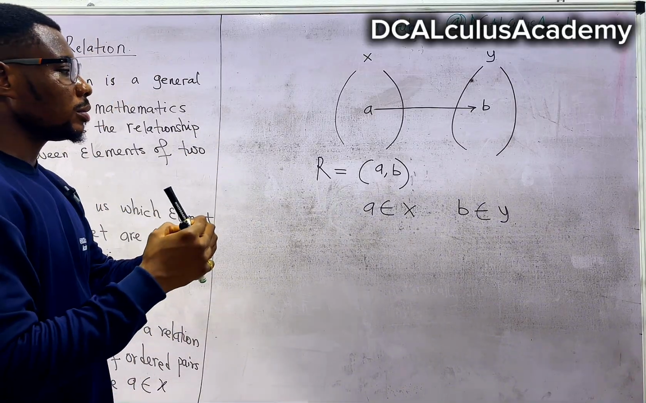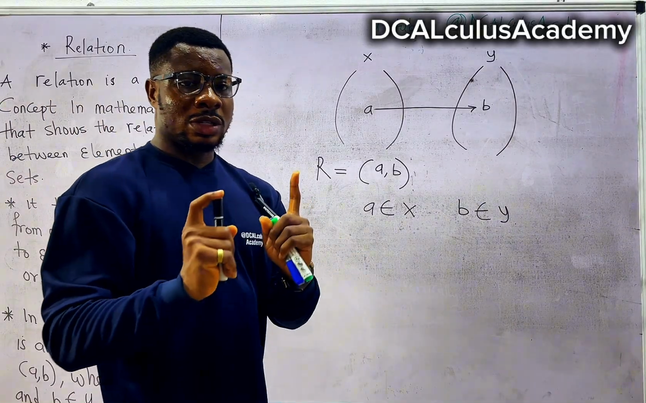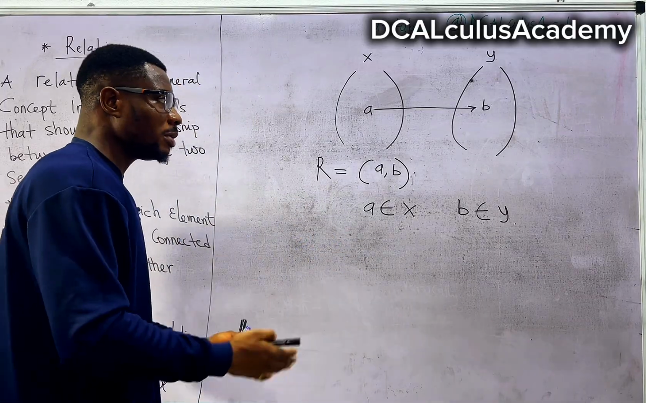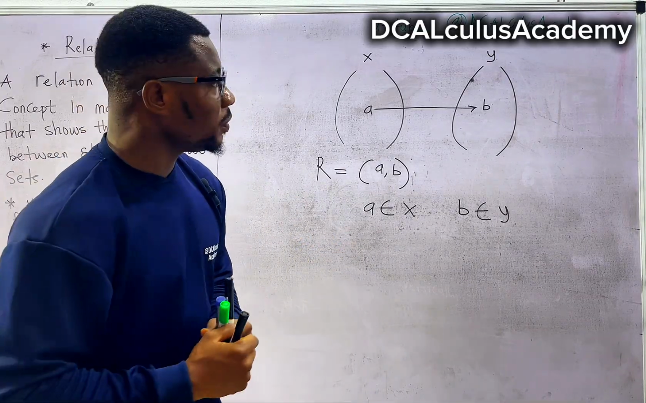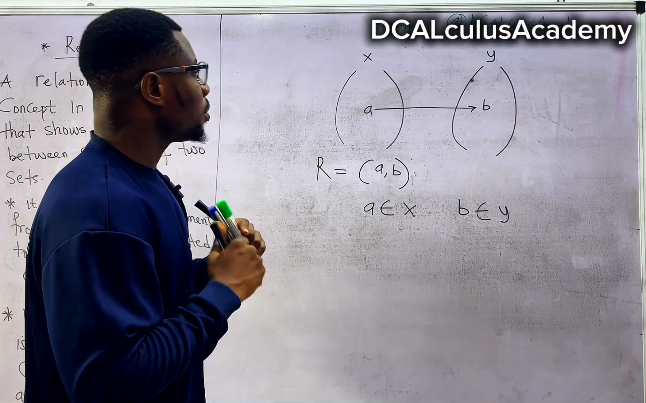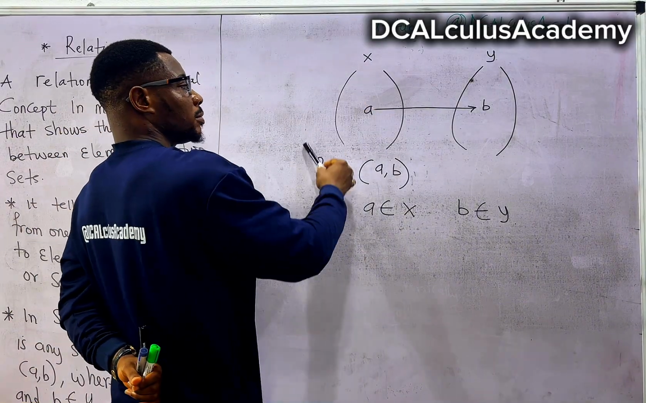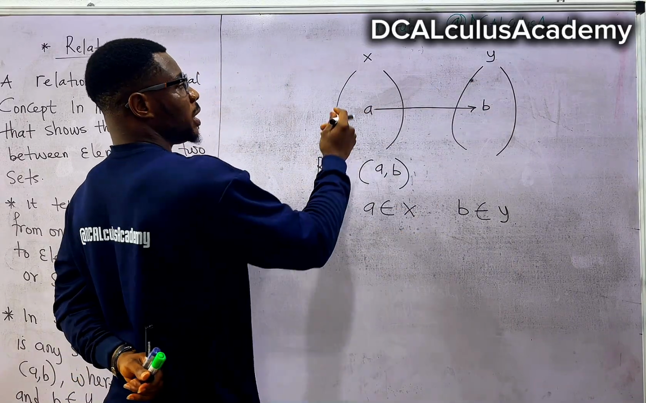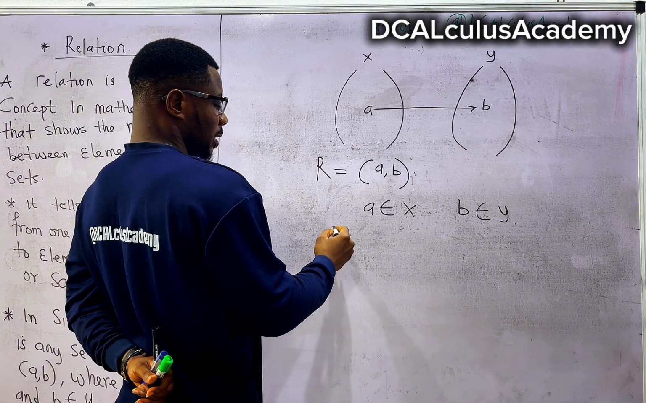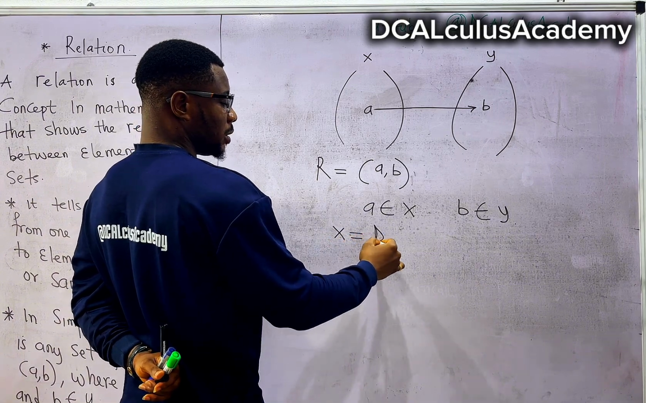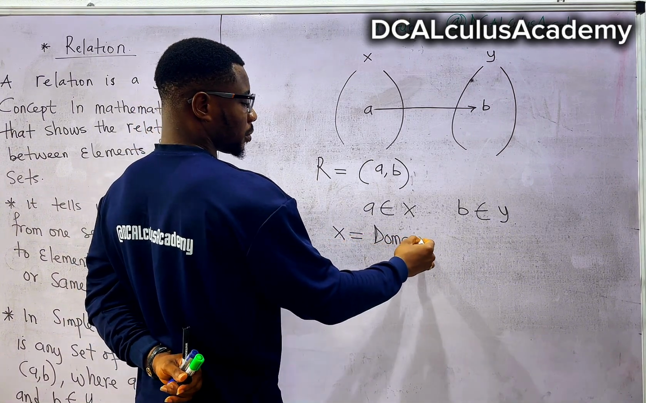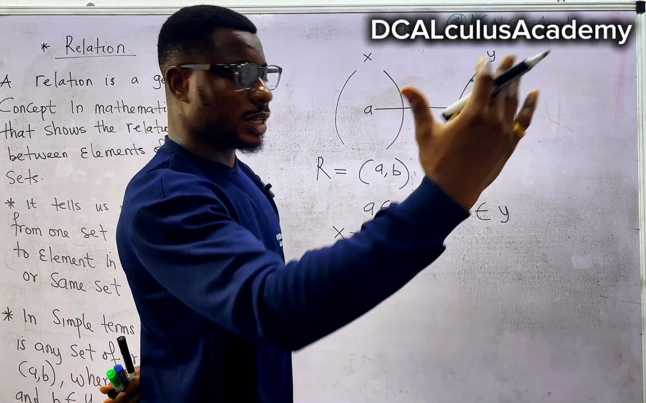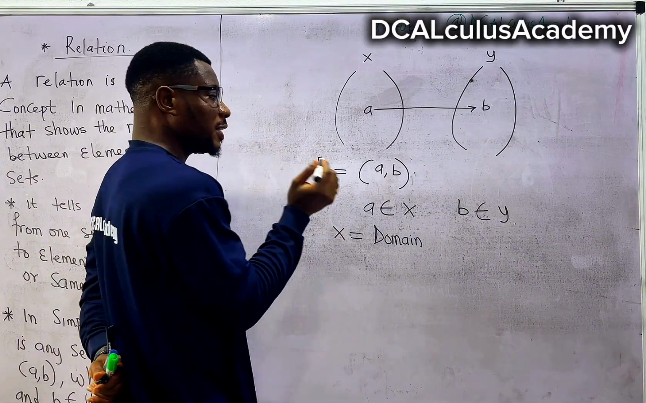Now, there are some terms that you have to understand, like domain, codomain, and range of a relation. This first set that relates with the second set is normally called the domain. So I could call set X the domain. It's the first set actually. So elements of the first set that relate to the second set, they are called what now? The domain. They are the first elements.